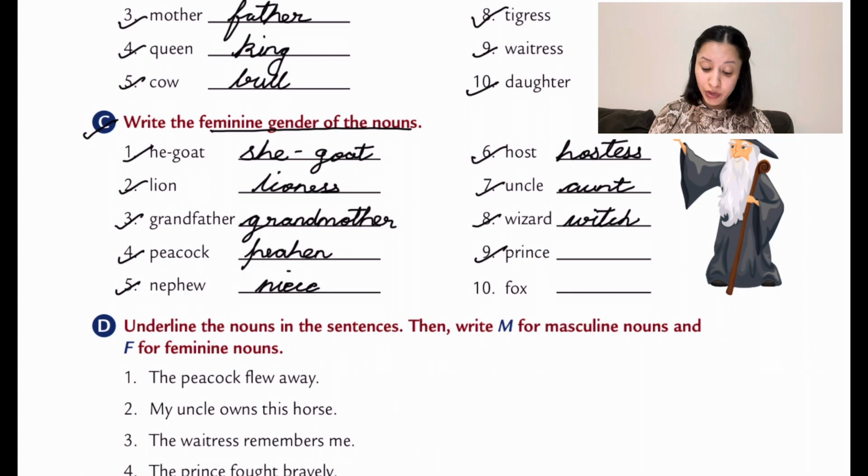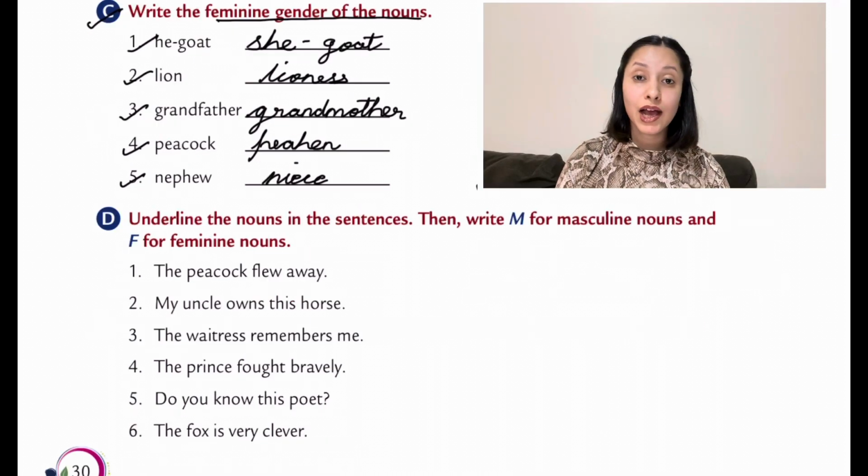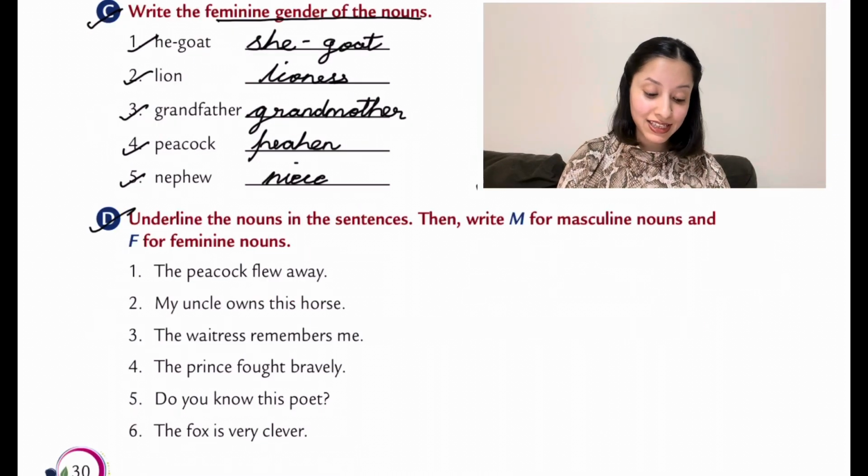See the ninth one. What will be the feminine gender of prince? It will be princess. What will be the feminine gender of fox? It will be vixen. V-I-X-E-N.